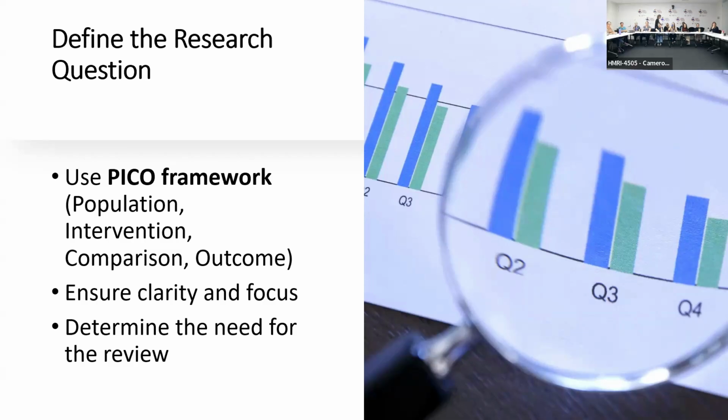Your research question should have clarity and focus, and also you should determine the need for the review. So you might come up with this beautiful research question and then you do a bit of a search and someone's already done a systematic review on it. So you're going to do an umbrella review, probably don't need to do that.